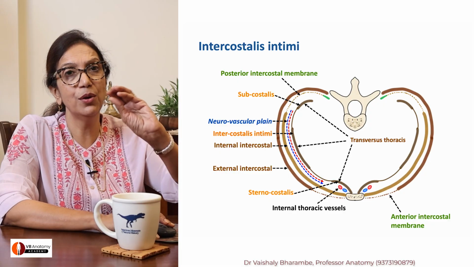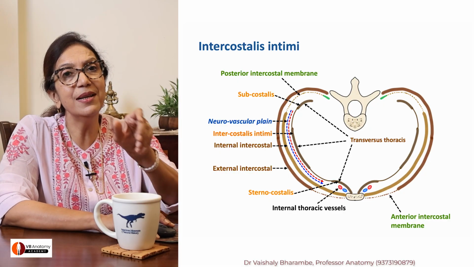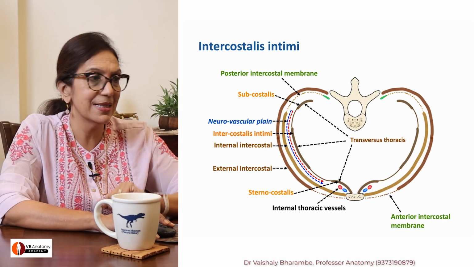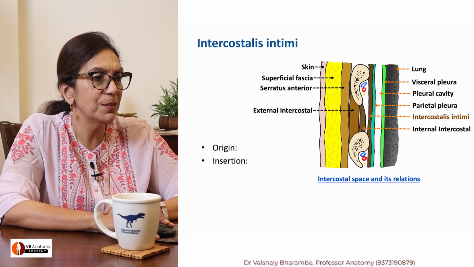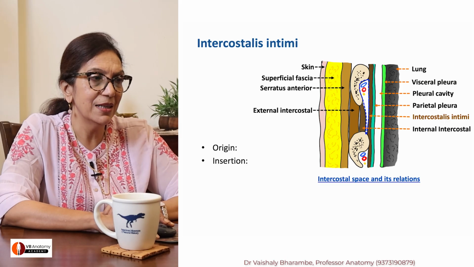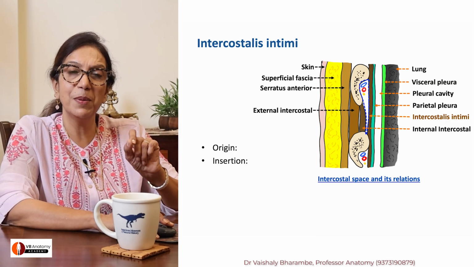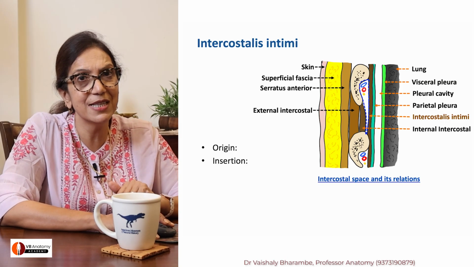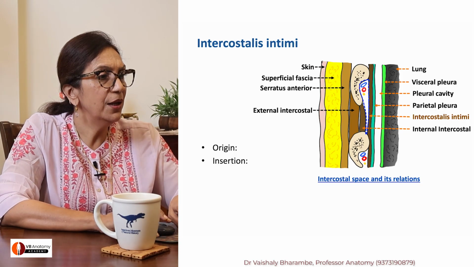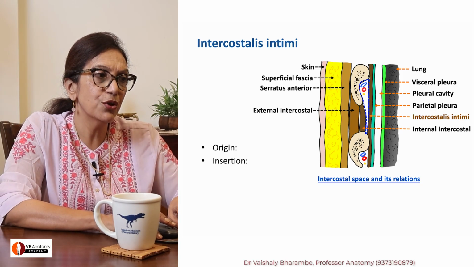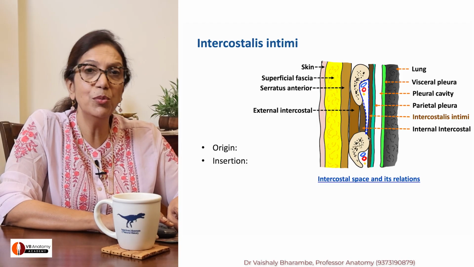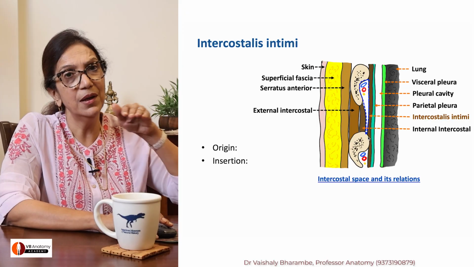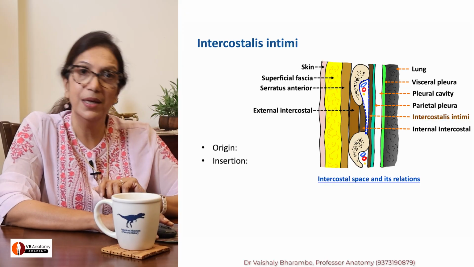This is the plane in which we find the contents: intercostal nerves and vessels. So here's your intercostalis intimi, and this space here is the intermuscular space through which intercostal nerves and vessels travel. The intercostalis intimi takes origin from the upper end of the costal groove to the medialmost part of the upper border of the lower rib.